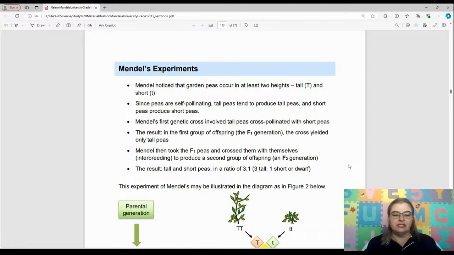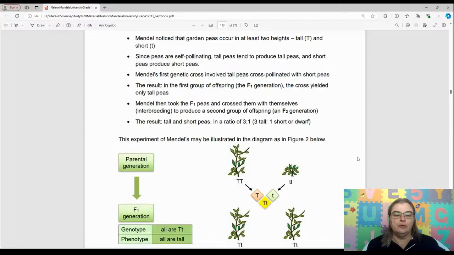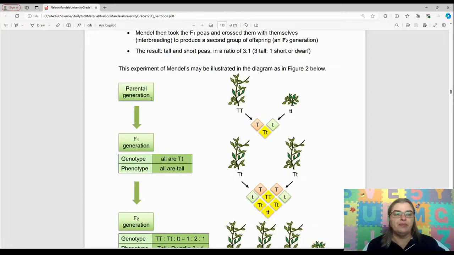So this experiment illustrated as below, that we start off, if you see in the top block here, we've got the parent generation.